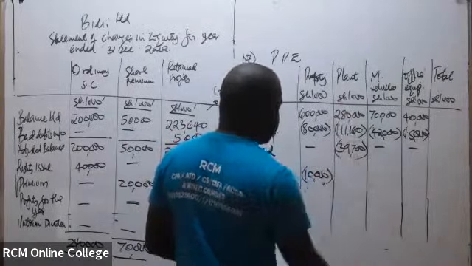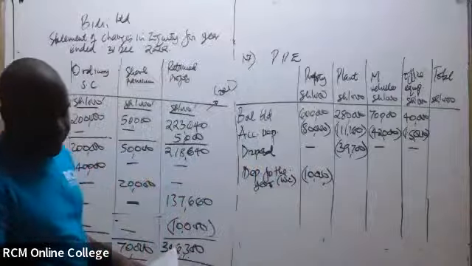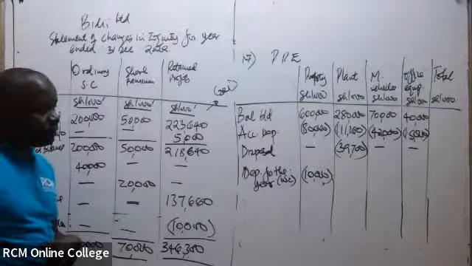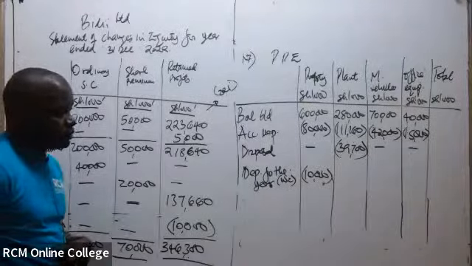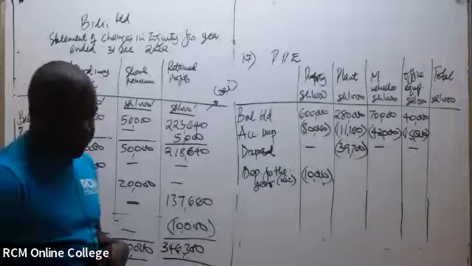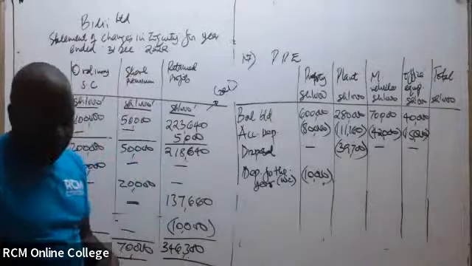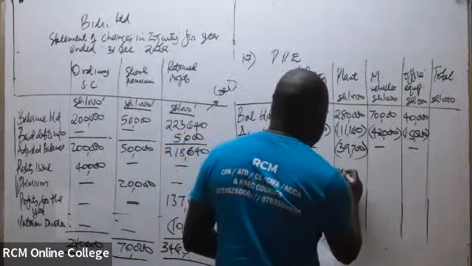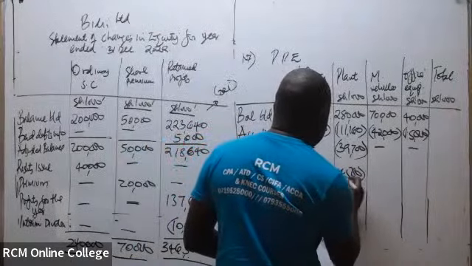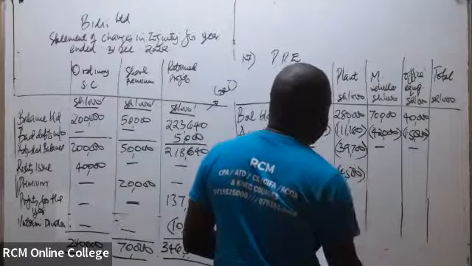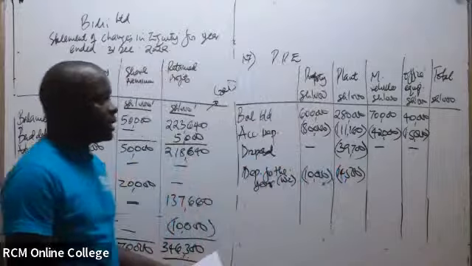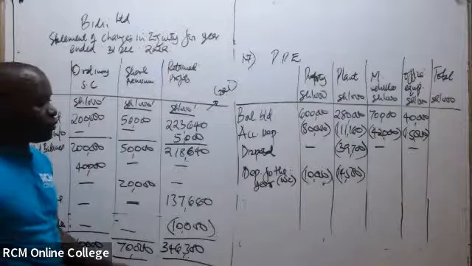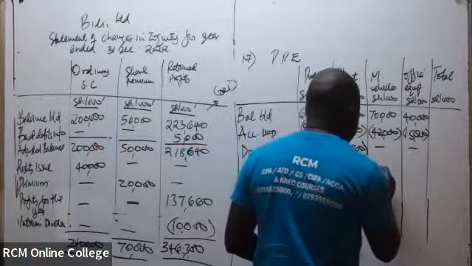What about plant? How much are we getting for plant? It was 14,500. I think it was 14,500. What about motor vehicles? For motor vehicles, it was 14 million.